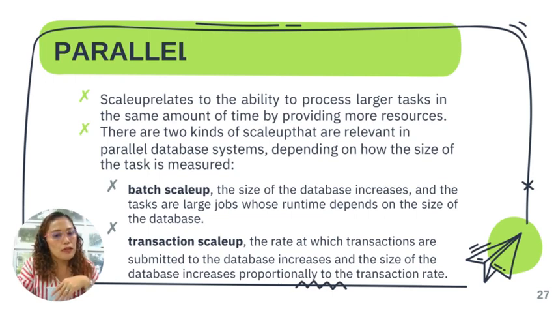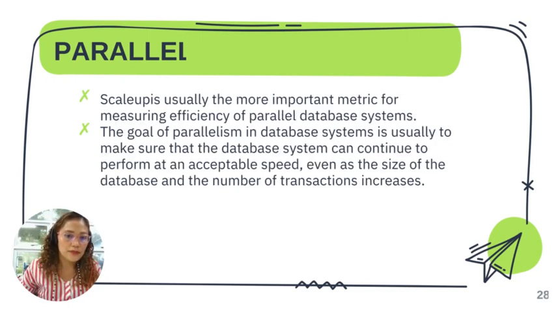When you say batch scale up, the size of the database increases and the tasks are large jobs whose runtime depends on the size of the database. But when you say transaction scale up, the rate at which transactions are submitted to the database increases and the size of the database increases proportionally to the transaction rate. And scale up is usually the more important metric for measuring efficiency of parallel systems.